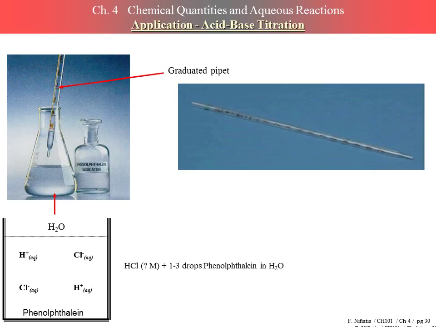So, what do I know about the unknown solution? The only thing that I know about the unknown acid is that I have hydrochloric acid and I have pipetted out, I have measured 10 milliliters. That's all I know so far. In order to be able to calculate the concentration of the HCl, I will need the number of moles that I have in those 10 milliliters. So, let's go further. We do not know the concentration and we are adding a small amount of the indicator.